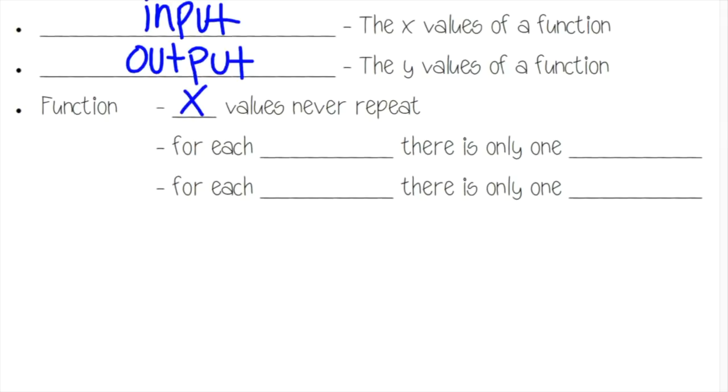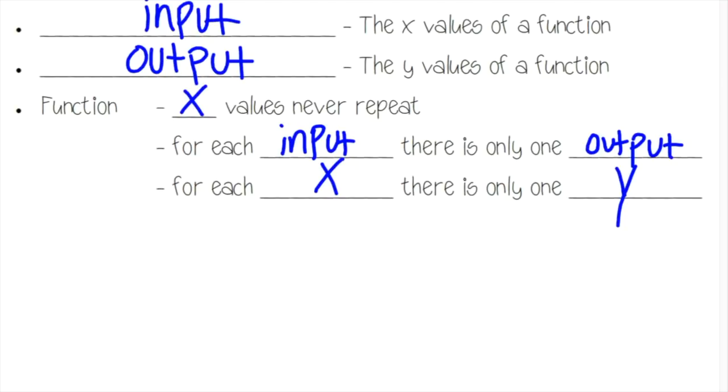So for each input, you are only going to get one output. That means if you put in a value for x, it's going to pop out just one y. And that is actually the next rule. Just reiterating, for each x, there's only one y. They go together. They're a pair. All right?